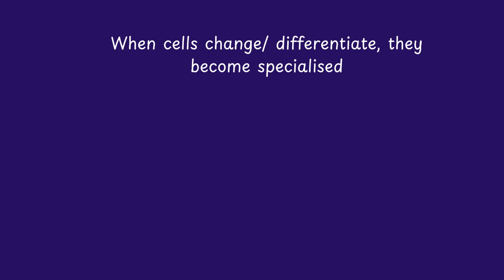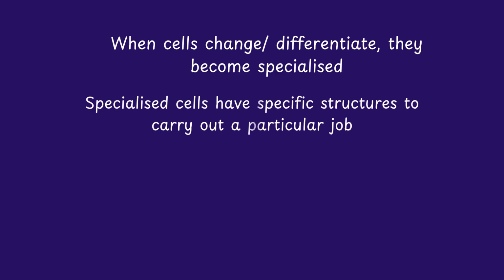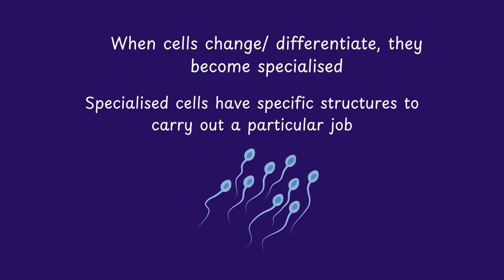When cells change or differentiate, they become specialized. And this is the definition that you need to have for a specialized cell. Specialized cells have specific structures to carry out a particular job. For example, a sperm cell has the job to move towards the egg and fertilize it. So it needs to have specific structures, for example, the tail, the streamlined shape. It needs to have many mitochondria to do its job.